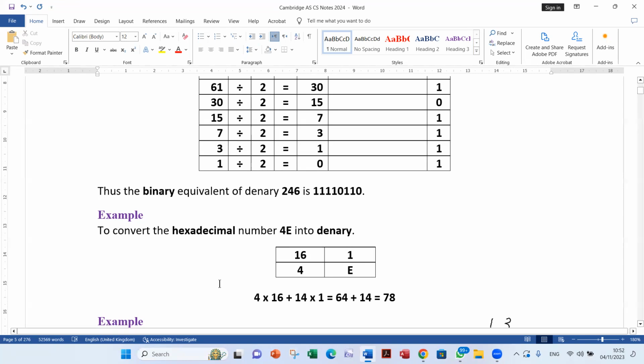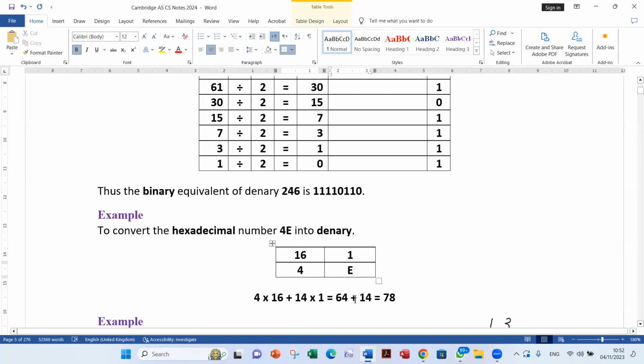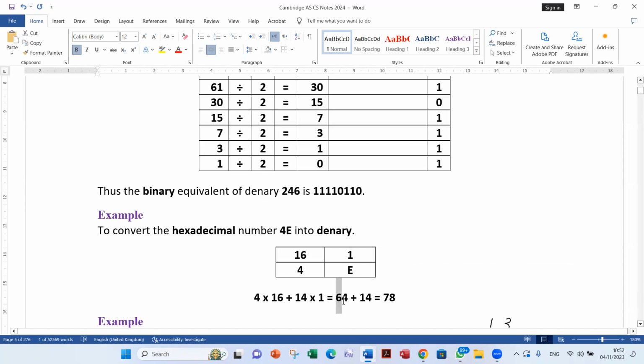So you have 4 by 16 plus e, that is 14, multiplied by 1, and you have to do that manually. You may not touch the calculator. Okay, so 4 by 16 is 64, plus 14 by 1, which is 14. So 64 plus 14 is 78. 4 plus 4 is 8. 6 plus 1 is 7. You have to learn or practice how to add and subtract numbers manually. Okay, so that was an example about converting a hexadecimal number 4e into denary.